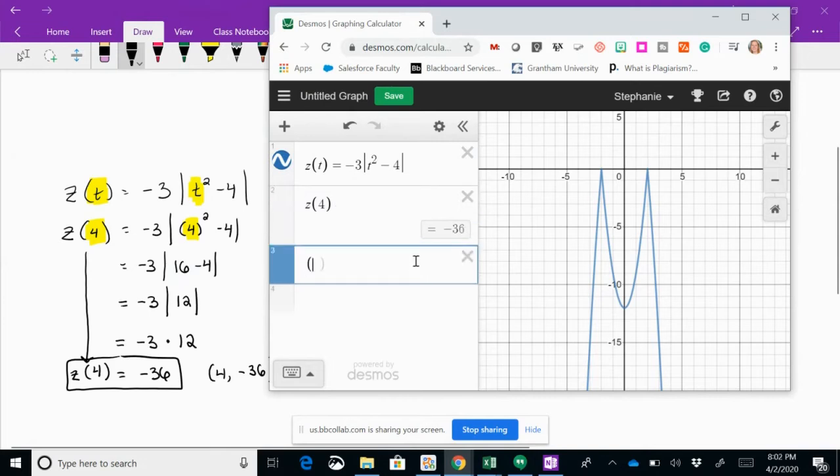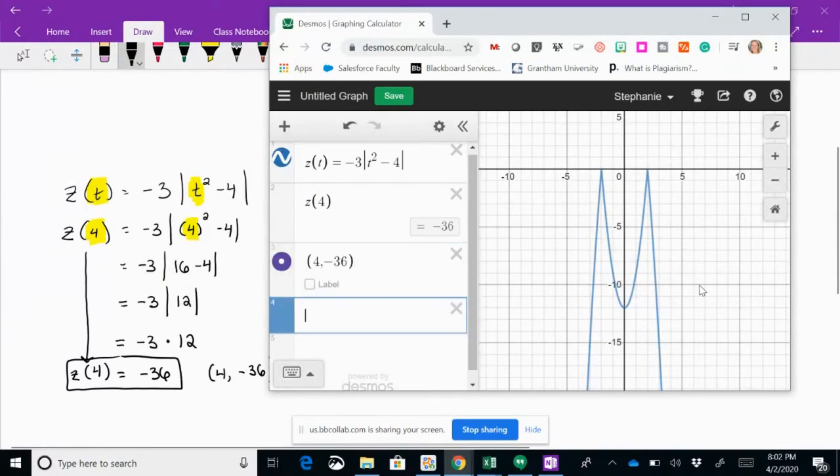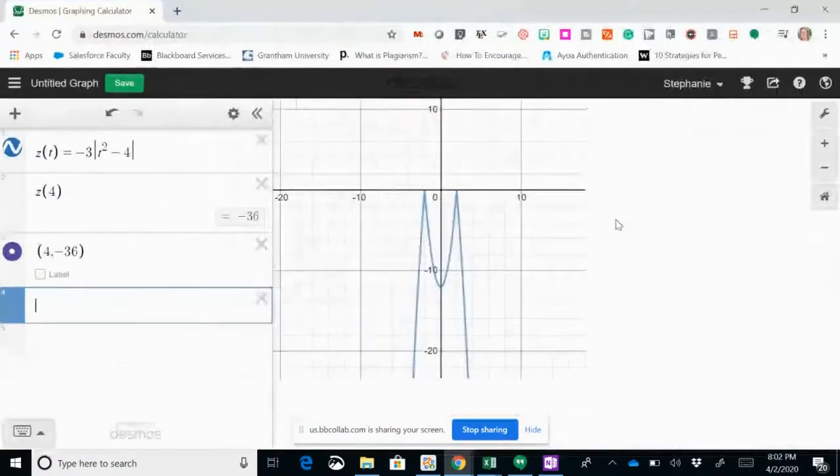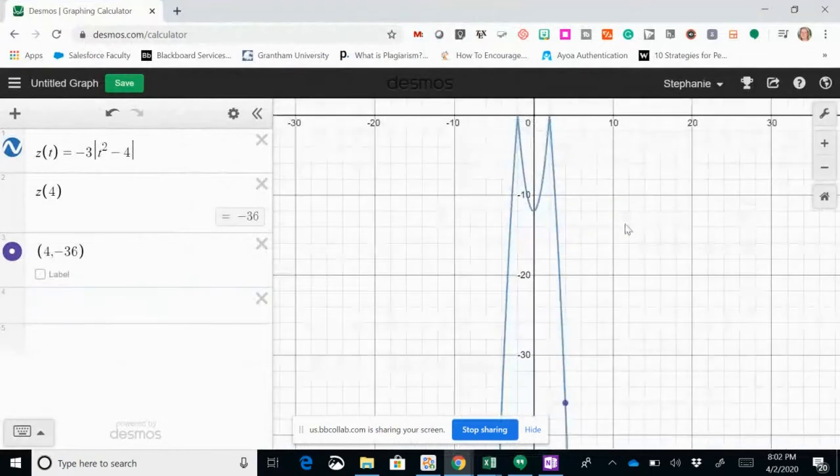And you can also then type in the ordered pair. And I need to zoom out here more so that it's actually on there. But if you type in the ordered pair and then that dot ends up on your graph, that's another indication that you've done it correctly because you can see the point and it's actually on that graph that we have. So your answer for something like this is just z of 4 equals -36, but you can double check it with graphing.